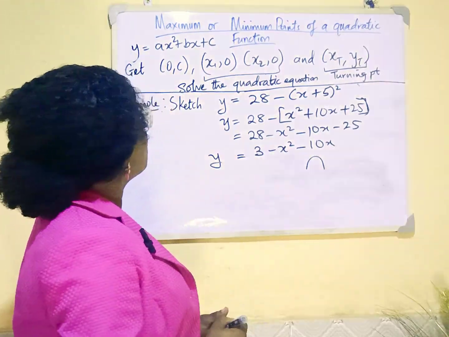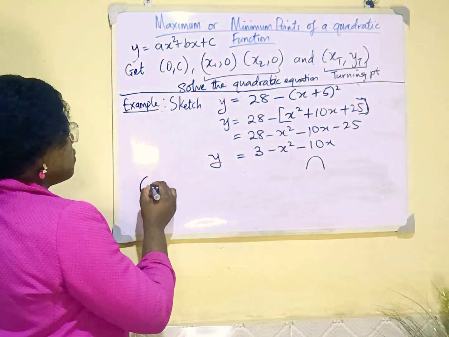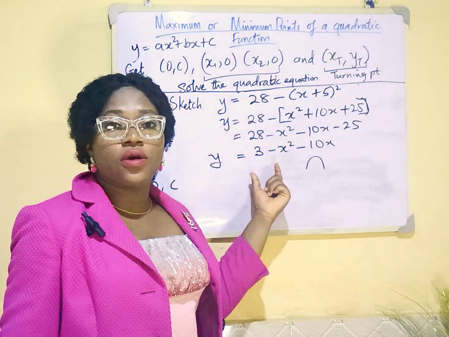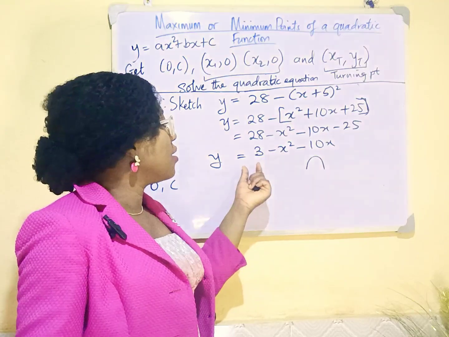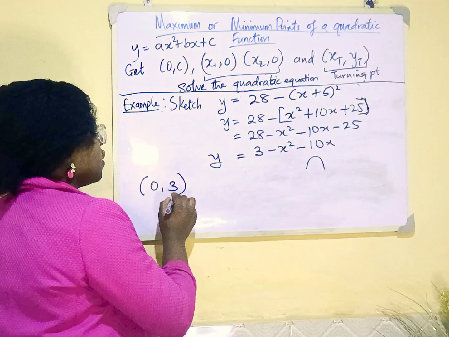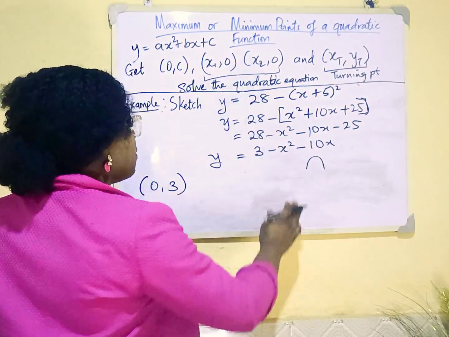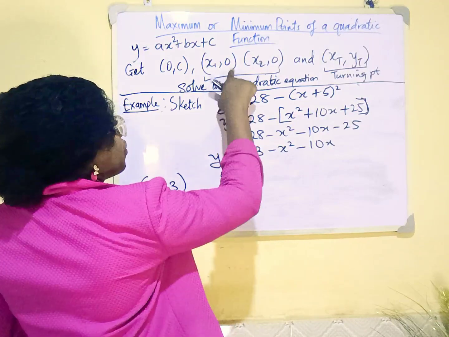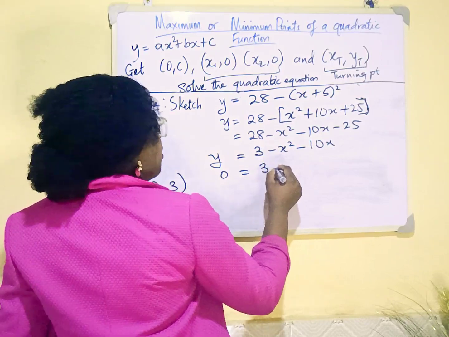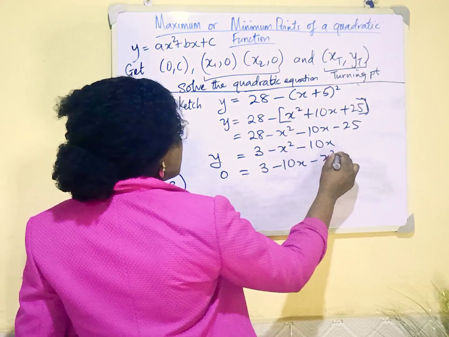Okay, we need to get the points that we've indicated here. Let's do that. The first point is 0 comma c. Please don't be confused. The c is always the constant, and the only constant here is 3. So that's 0 comma 3. Next, we solve this quadratic equation to get our x1 and x2. We have 0, because y is 0 in that quadratic equation, is equals to 3, let's rearrange it, minus 10x minus x squared.